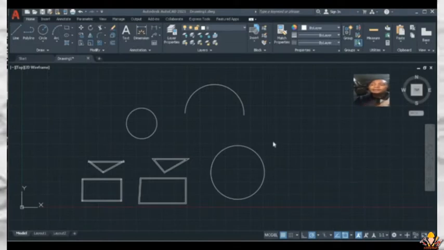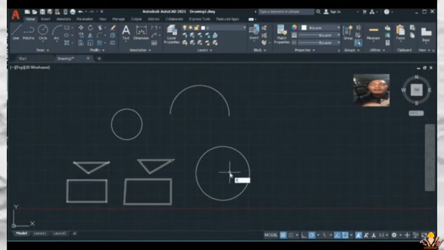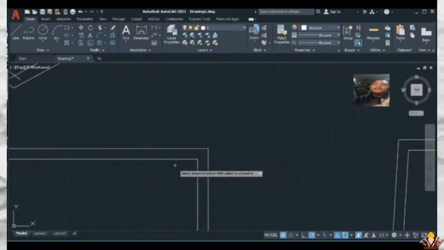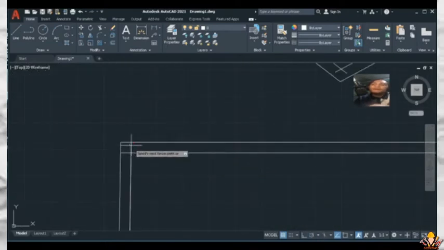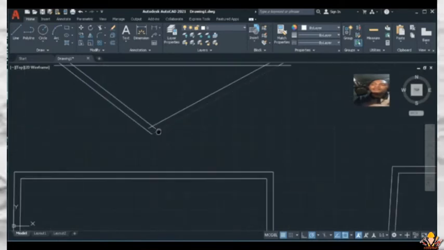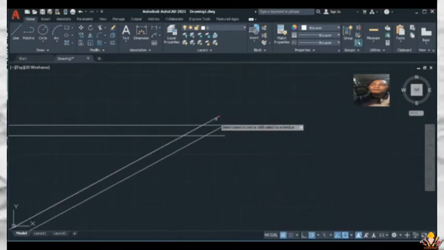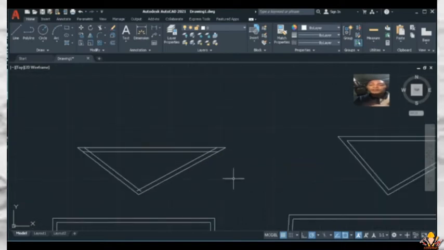So the last basic command that I will teach you guys is how to use the trim command. In order to use it, you just have first to type TR on the keyboard and then press enter. From there you just have to select the lines that you want to remove, just like this. You can also remove the excess lines that you don't want anymore, just like this. And there you have it. You already know how to use the trim command.